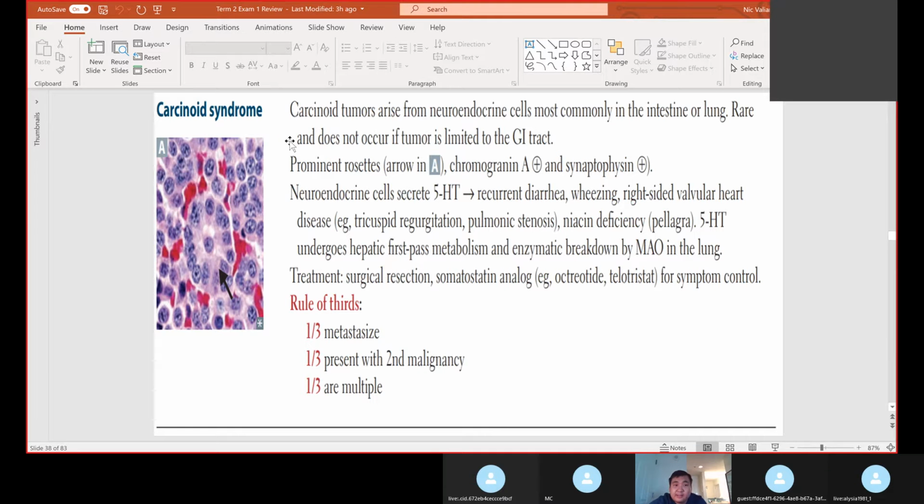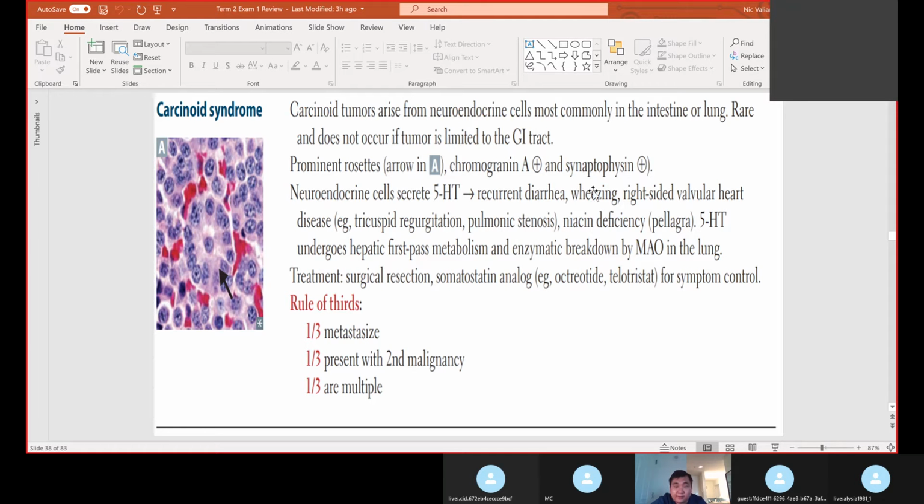Carcinoid syndrome. This is increase in serotonin, right? So check for 5-HIAA, rule of thirds. More of this in term 4. So carcinoid tumors, they arise from neuroendocrine cells in the intestine or the lung. Common stain, chromogranin. If you see in the vignette chromogranin and synaptophysin, think neuroendocrine tumor cells. Think carcinoid syndrome. Okay?